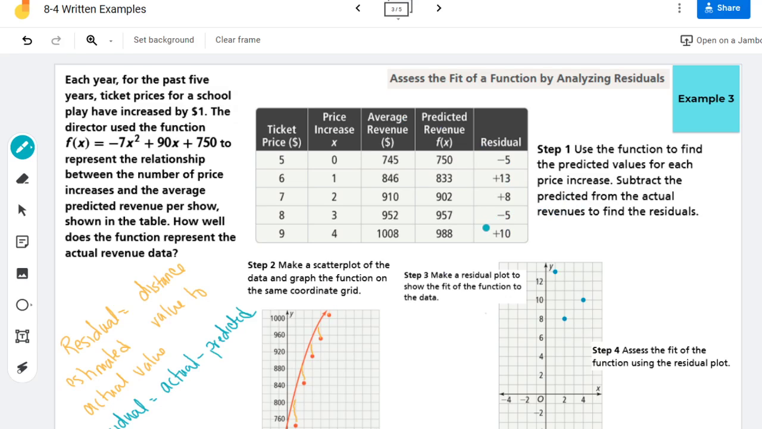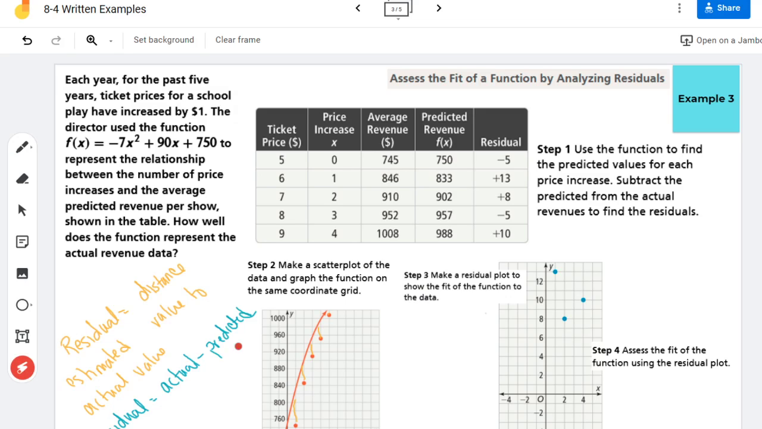So step 2, a lot of times what they do here is they actually graphed it on the same coordinate plane. They put it into Desmos. On step 3, what they did was they created what's called a residual plot. All right, so Desmos does it for us when we go to do regression. I'll share a regression video on that later.